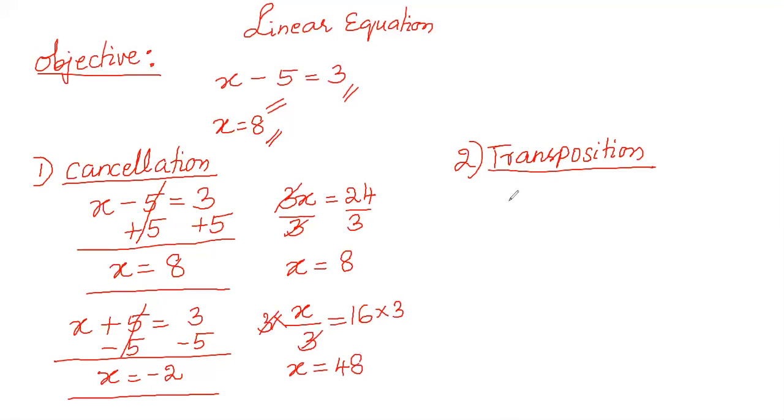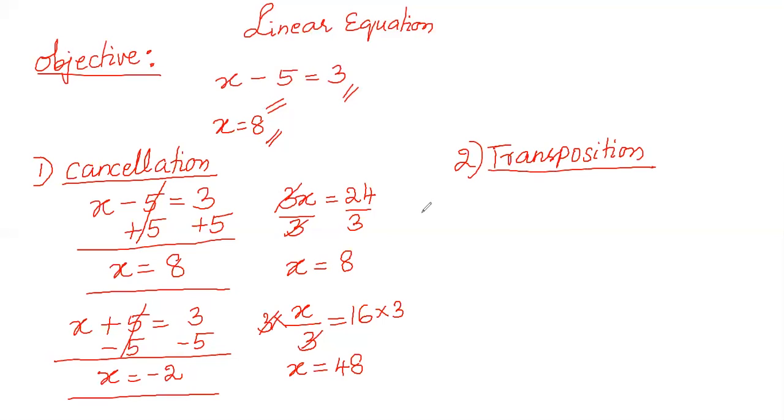Transposition is very simple. In transposition, you move all variables to one side and all numbers to the other side. You are not cancelling here in the first step. You're moving the variables or numbers to the left or to the right. While you're moving, you have to change the sign of the variables and numbers moved. Only those which you move, you have to change their signs, not those which are not moved, right?